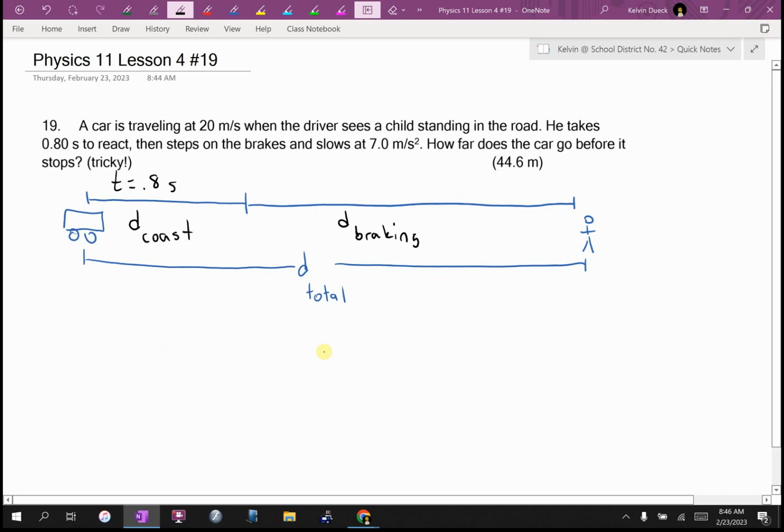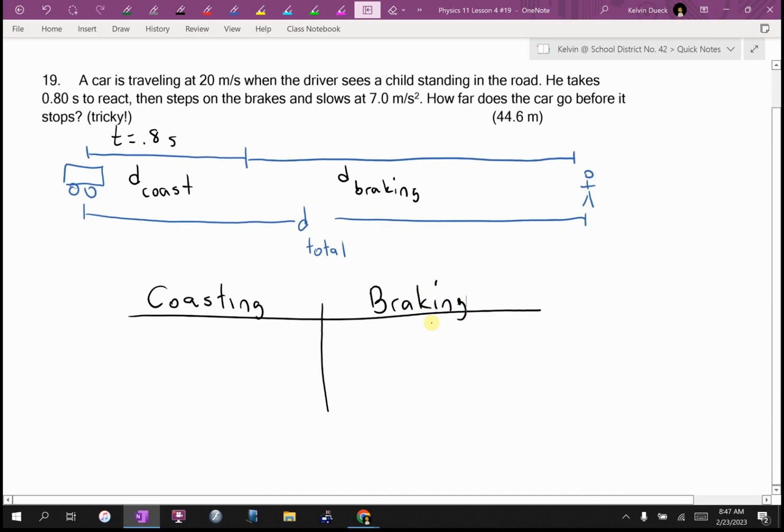So I'm going to divide my page into 2. I'm going to have coasting before we hit the brakes, and braking after we hit the brakes. And for both of these, I want to find that, and I want to find that. Now I'm just going to list my data.